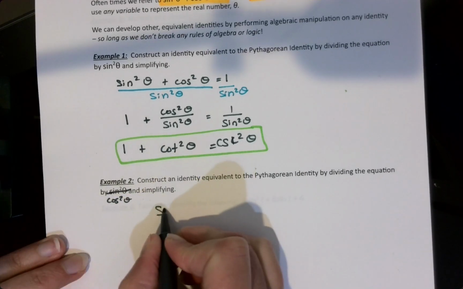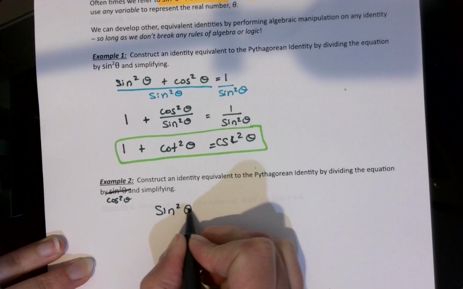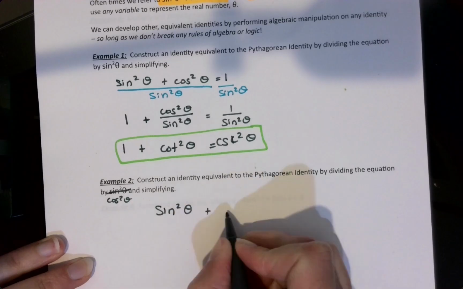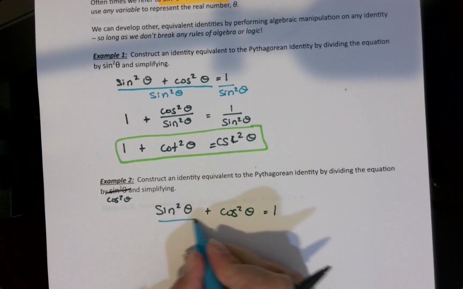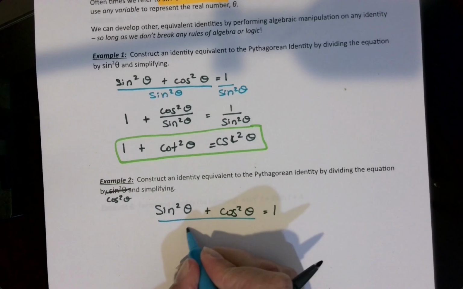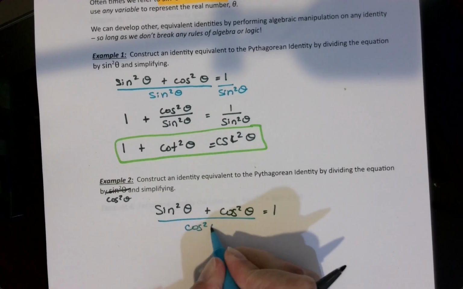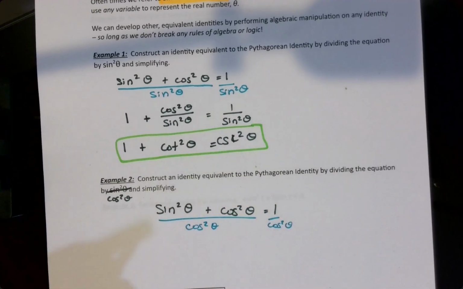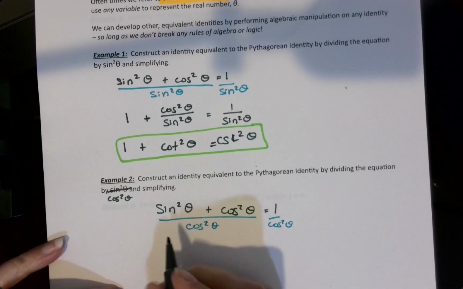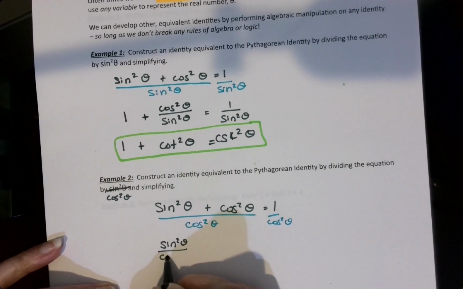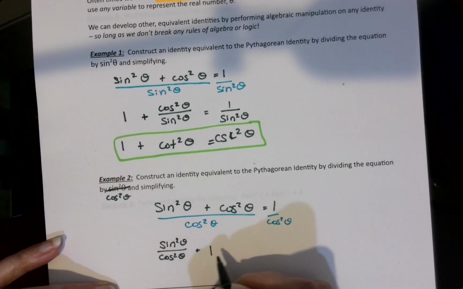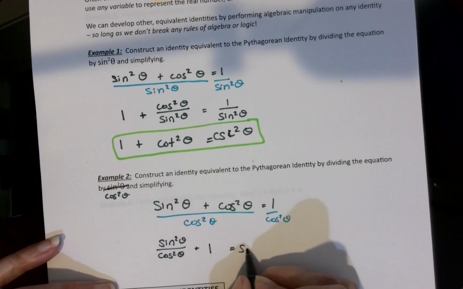That will give us sine squared theta over cosine squared theta plus cosine squared theta over cosine squared theta, which is 1, and then 1 over cosine squared theta, which is secant squared theta. And then our sine over cosine is tangent, so this gives me tangent squared theta plus 1 equals secant squared theta. So this is our third Pythagorean identity.